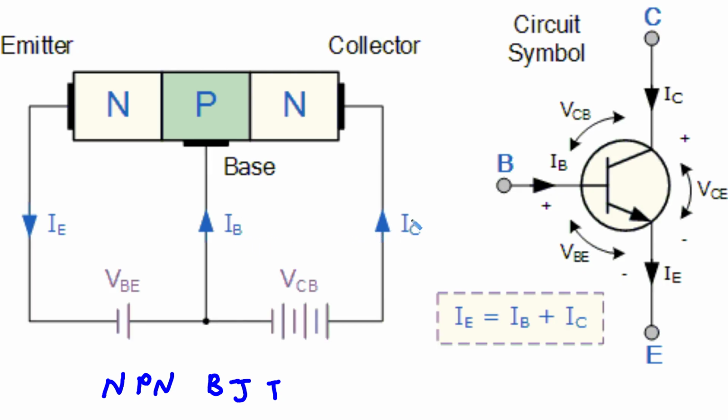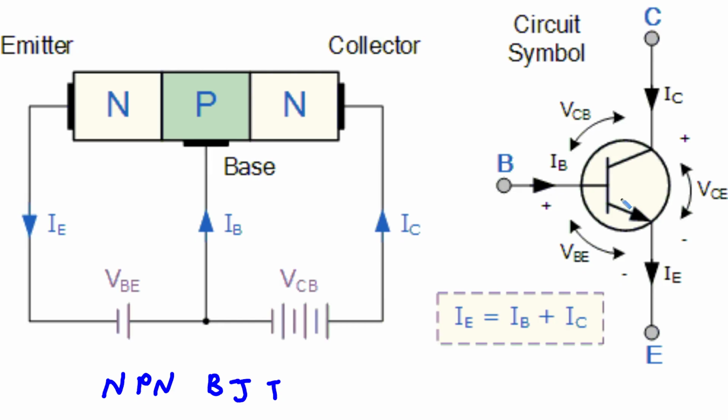Now, let's move to the right side to see how we represent this complex device in a schematic. This is the standard circuit symbol for an NPN transistor, with terminals labeled B for base, C for collector, and E for emitter. The most critical feature to note is the arrow on the emitter leg. For an NPN transistor, this arrow always points away from the base, indicating the direction of conventional current flow. A helpful mnemonic is NPN, not pointing in.